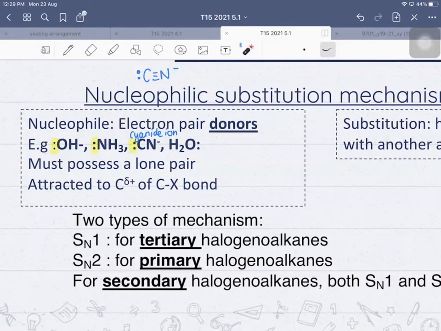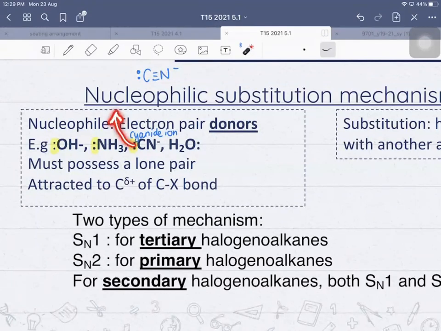No, it's not used. It's there, but it's not the one that we use for this mechanism. Okay, why is it important to identify where the lone pairs are coming from? Because these nucleophiles will donate their lone pairs to a certain atom, which I will show you shortly.